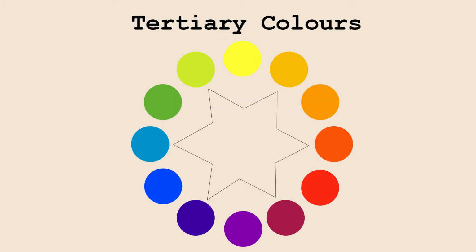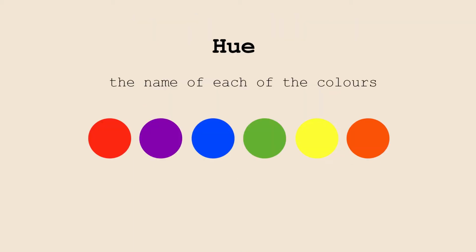Tertiary colours are created by mixing a primary and a secondary colour together and include red-orange, red-purple, blue-purple, blue-green, yellow-green, and yellow-orange. Hue is simply the name of each colour.